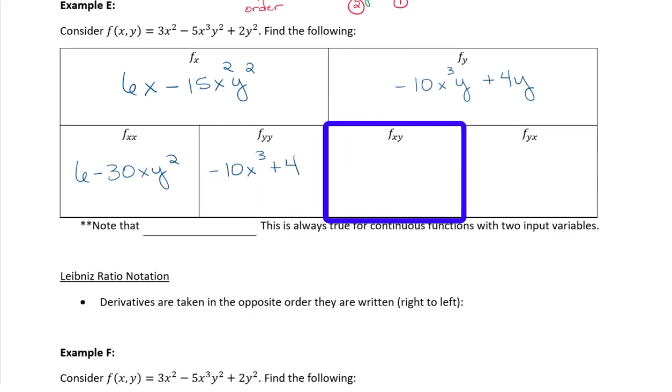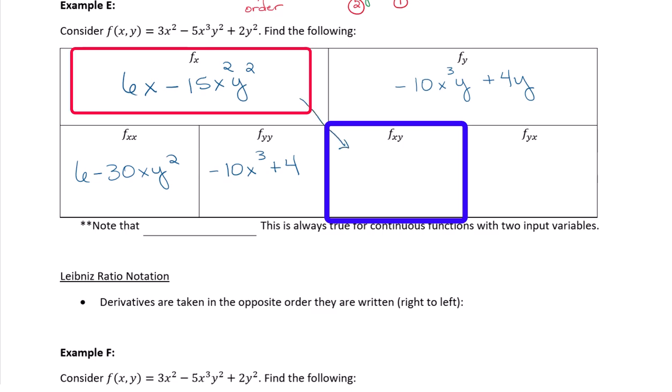So in the next block, we have a second order derivative where the first derivative is with x and the second derivative is with y. So we're going to use f sub x. And if we take the derivative of that function with y, we would get a negative 30, x squared stays the same, and then y to the first.